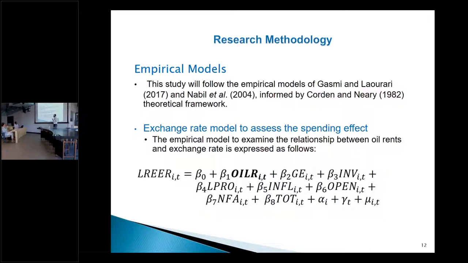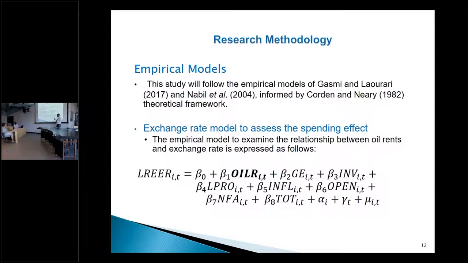For example, since I have 141 countries, each country varies in terms of institution, language, and religion, which might affect the result. This one is called gamma. It refers to the time-specific fixed effect, which might affect the temperature or volume, not included here.